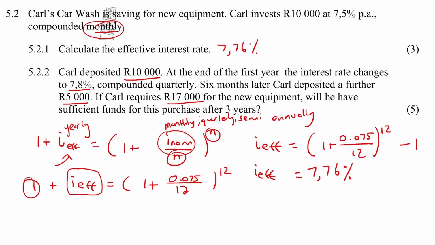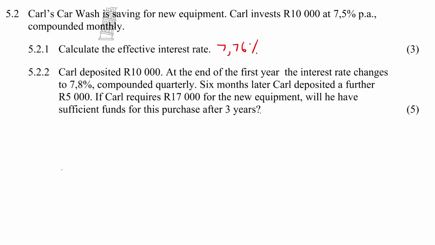Okay, so timeline. The timeline can start here at T0, and they tell us that Cole deposits 10,000 Rand, so I'm going to show that there's 10,000 Rand going in there. At the end of the first year, the interest rate changes to 7.8, and I'll take care of the interest rate just now. 6 months later, okay, wait, listen carefully. At the end of the first year, so at T1, something happens. And then 6 months after that, so 6 months is going to be half a year.